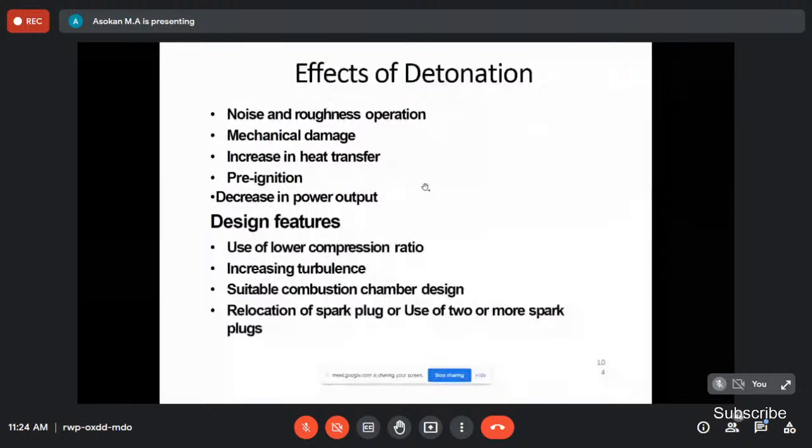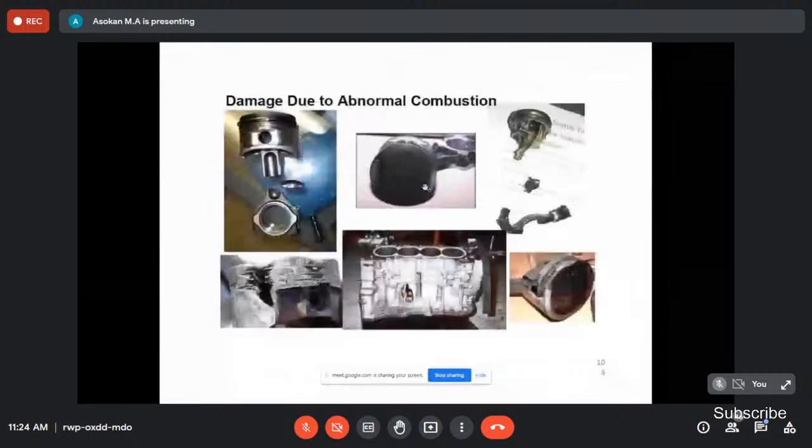Some damages you can see. The connecting rod gets thrown out, and the piston is released. This is because of the abnormal combustion.